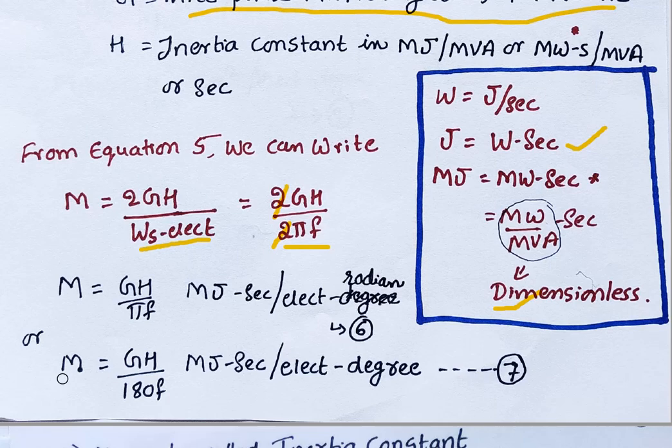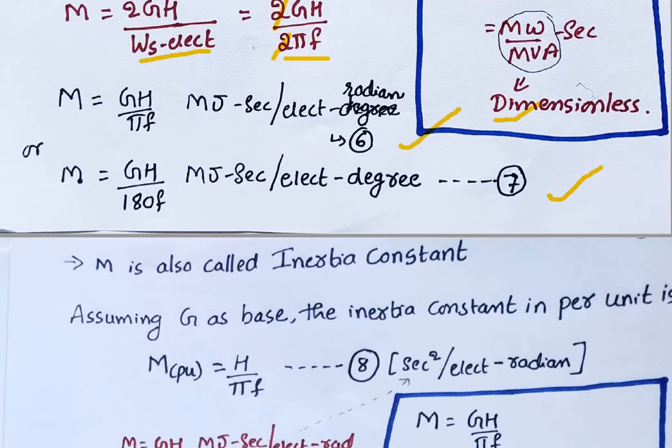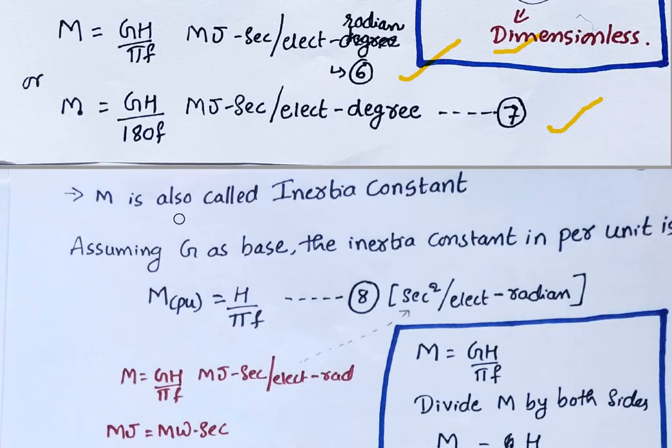Now if I want it in degrees, instead of pi you put pi equals 180. So you will get M equals GH by 180 F megajoules second per electrical degree. Let us say this is equation number 7 and this is equation number 6. Now M is also called the inertia constant, like H. Now assuming G as base, the inertia constant in per unit is given.